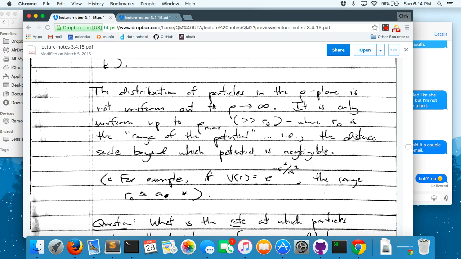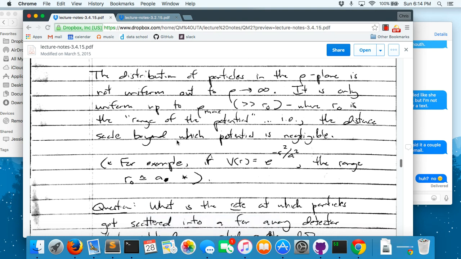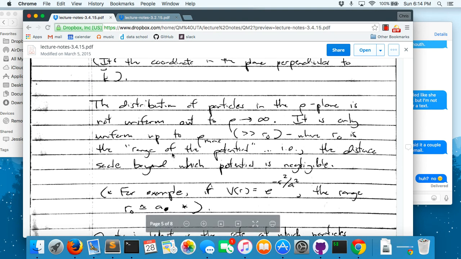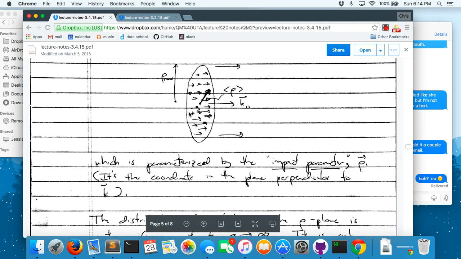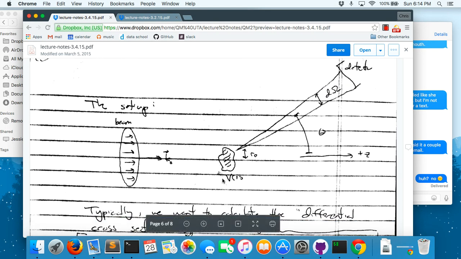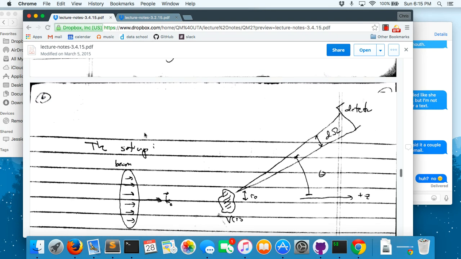So there's some cutoff where this thing is basically uniform out to, right? Basically, the only part you have to consider, I think I have a picture down here actually. Yeah. So here you would see this would be like the impact parameter, right? But here's our scattering potential, and so we only have to consider rho out to the range of the potential, right? So all the stuff that's beyond that doesn't really contribute to the results of our experiment.